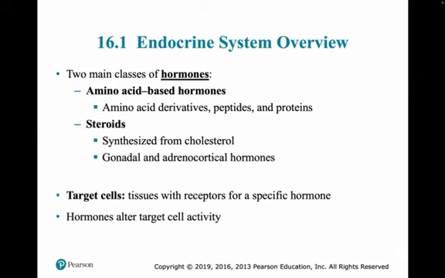So if we have to classify hormones, how should we classify them? We'll classify them in two categories: amino acids and then steroids. Amino acid simply means, as you know, amino acid derivatives. These are mostly proteins or peptides. Why? Because proteins and peptides are made up of amino acids.